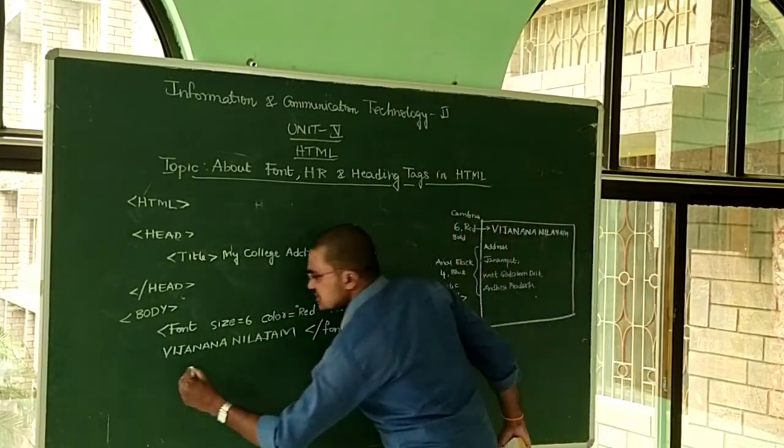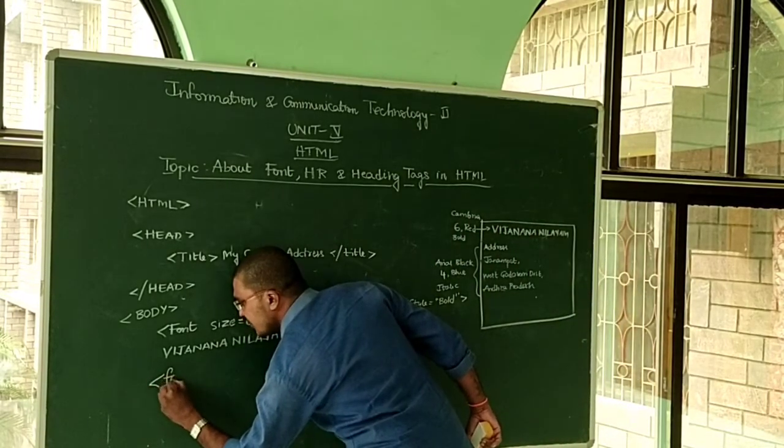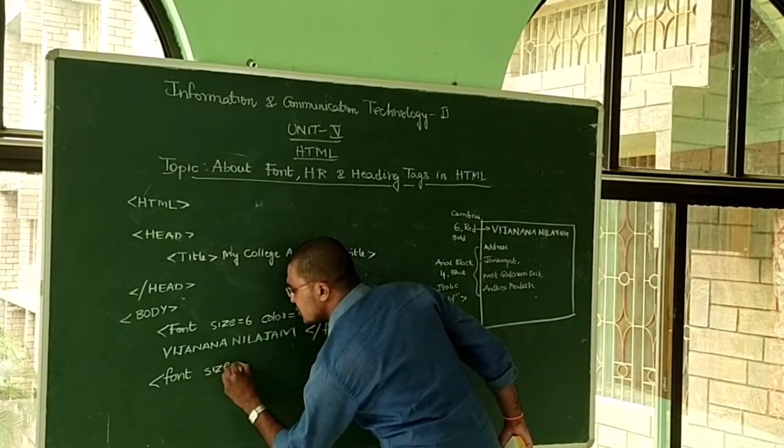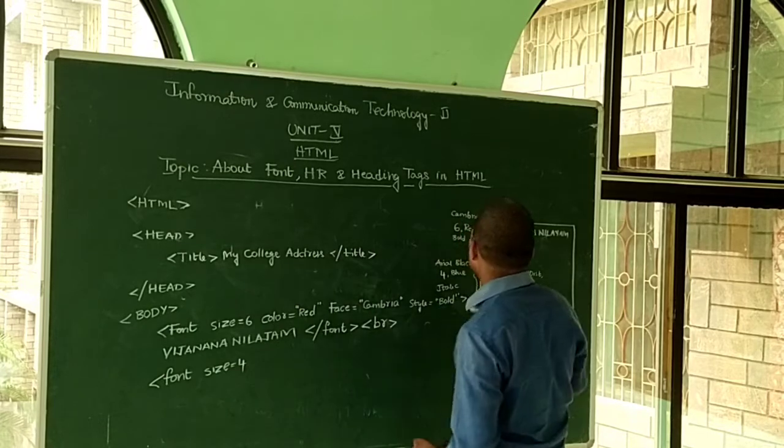Now, which properties are applicable for the second line? The first one is size. What size should we use to show the text on the web page? 4, already decided.